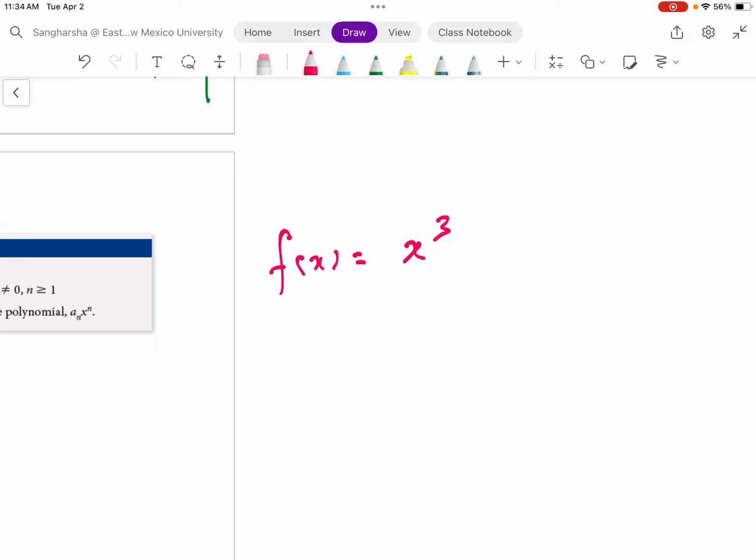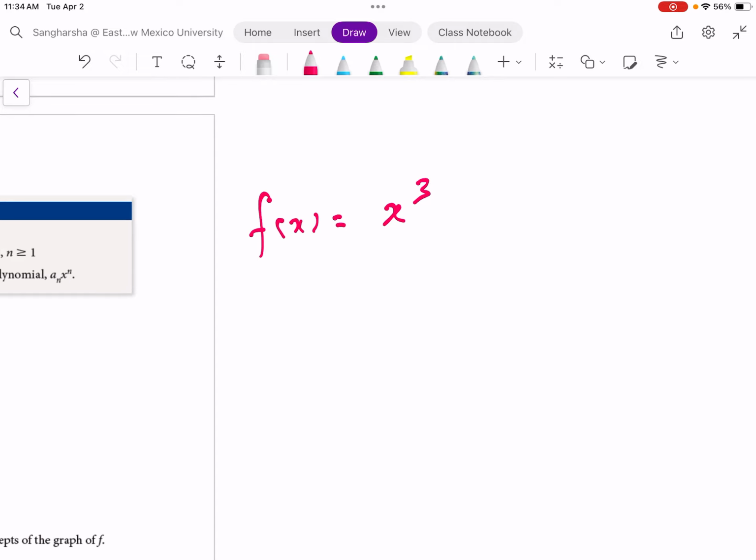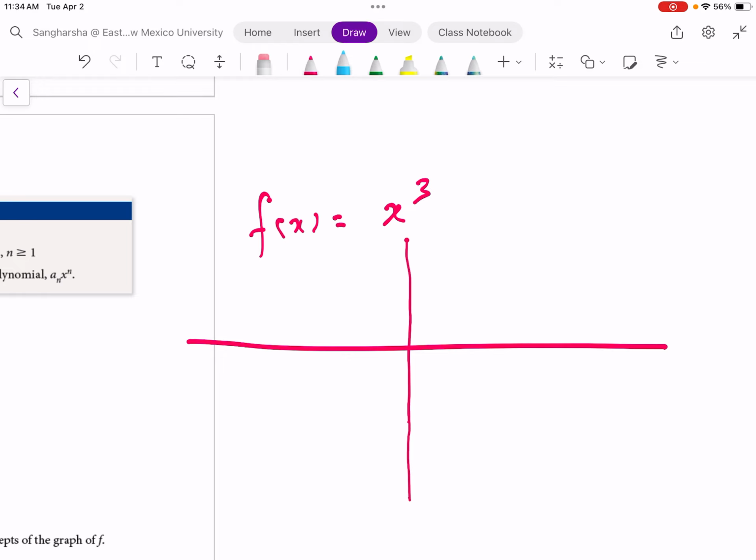3. What is the leading coefficient? 1. Okay, so this is a cubic function, right? Now, we know the shape of the graph of this function, right? From our section 2.8, this is our basic function for a cubic function. And this is the graph of this cubic function.